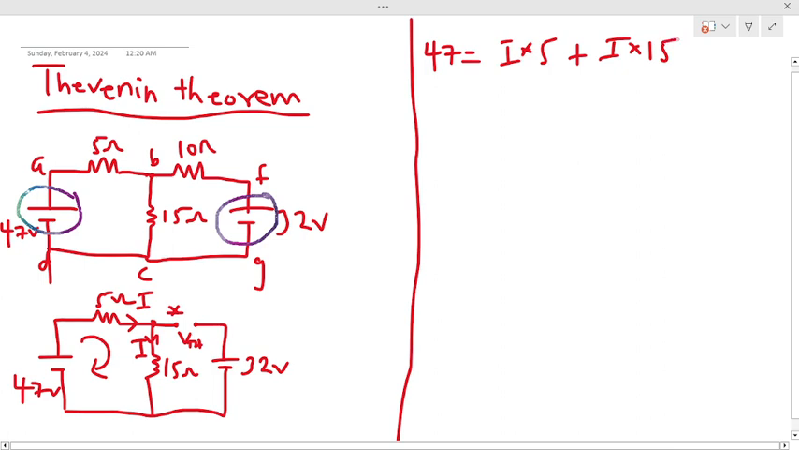So that is going to give us our I to be equal to 2.35. So our I will be equal to 2.35 ampere. Now we are not done.